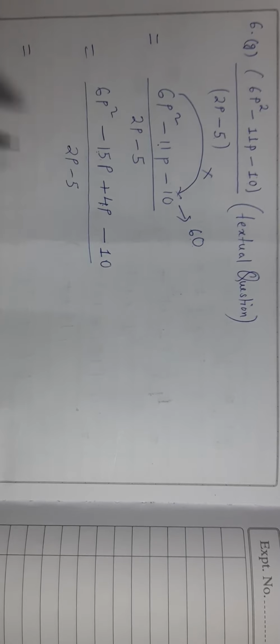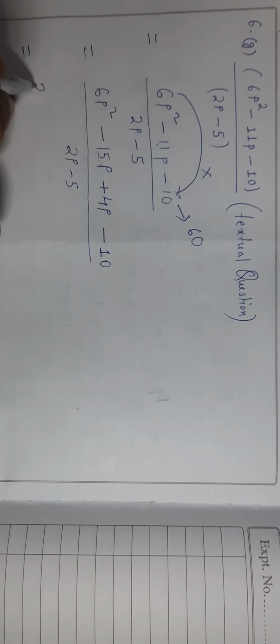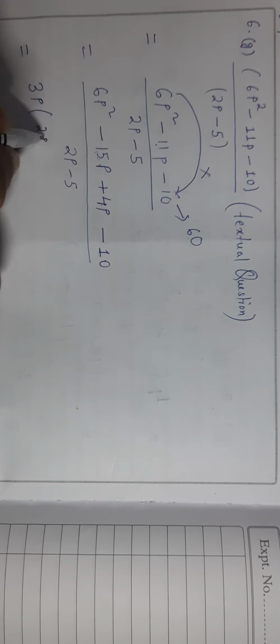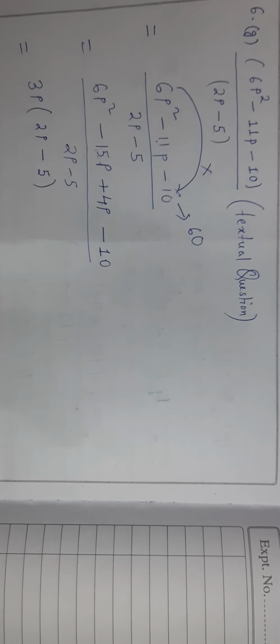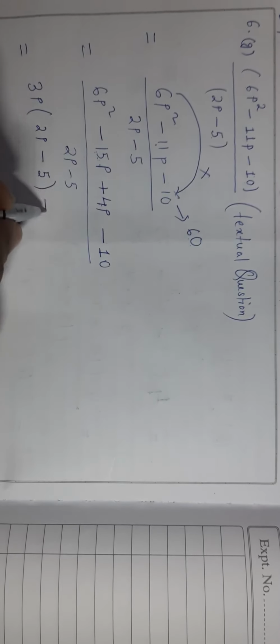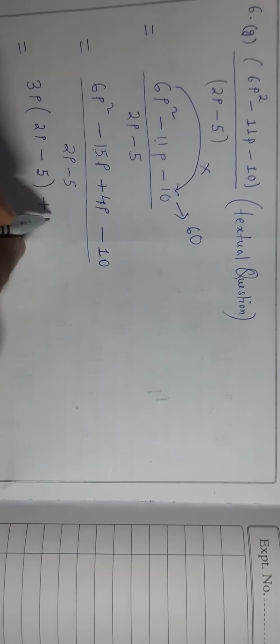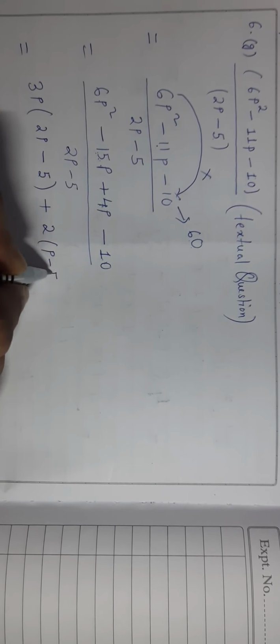So out of these two terms, 3p we can take common. When we take 3p common, we are left with 2p minus 5. And from these two terms, that is 4p minus 10, we can take 2 common. So we are left with p minus 5.